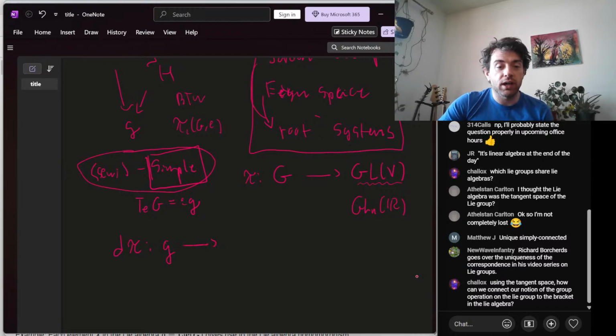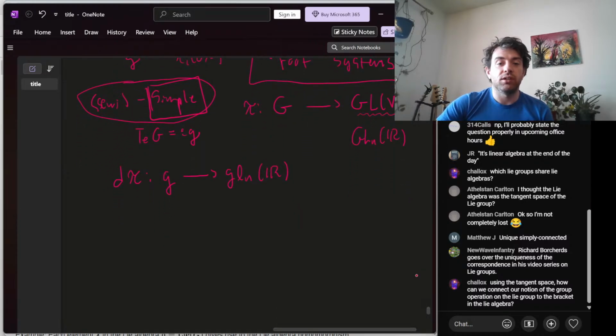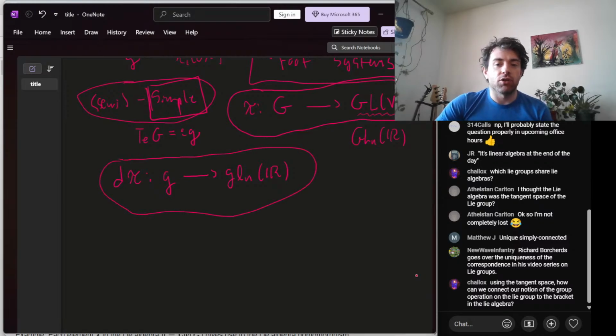So what do we get? We get some sort of linear map from the Lie algebra to the Lie algebra of GL_n, and wouldn't you know it, the fact that this is a homomorphism of Lie groups ends up, you can prove, making this a homomorphism of Lie algebras, and therefore we get a relationship between representations of Lie groups and representations of Lie algebras. But again, why is this so advantageous?